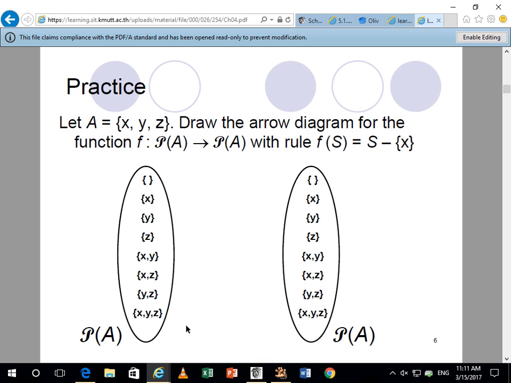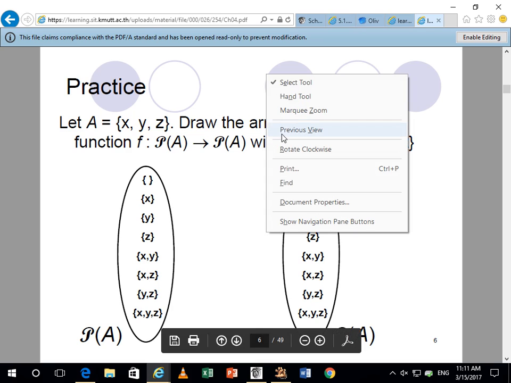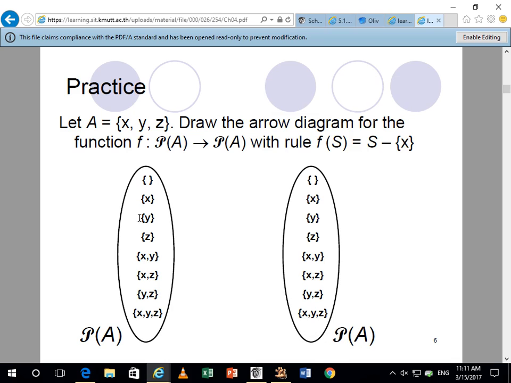Too bad I cannot draw in here. If I use my computer, I could, I guess. But this maps to this. That's the first one.